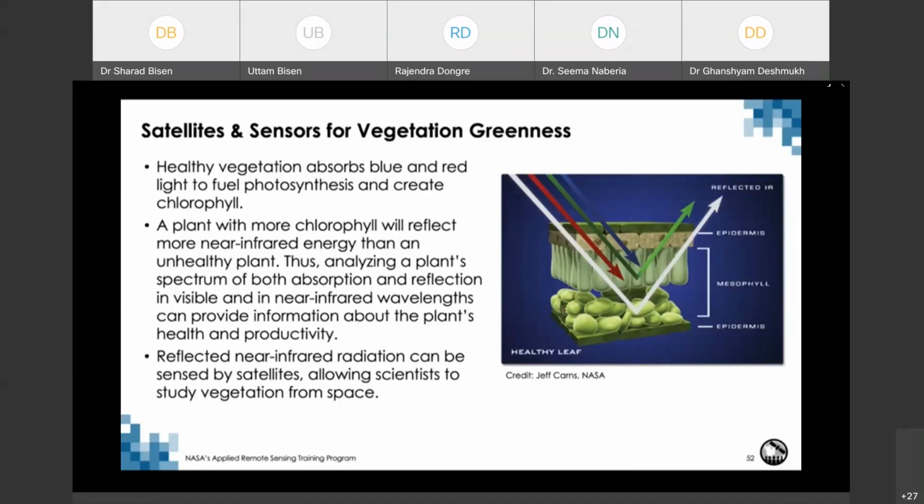Thus, analyzing a plant's spectrum of both absorption and reflection in visible and in near-infrared wavelengths can provide information about the plant's health and productivity. Reflected near-infrared radiation can be sensed by satellites, allowing scientists to study vegetation from space.